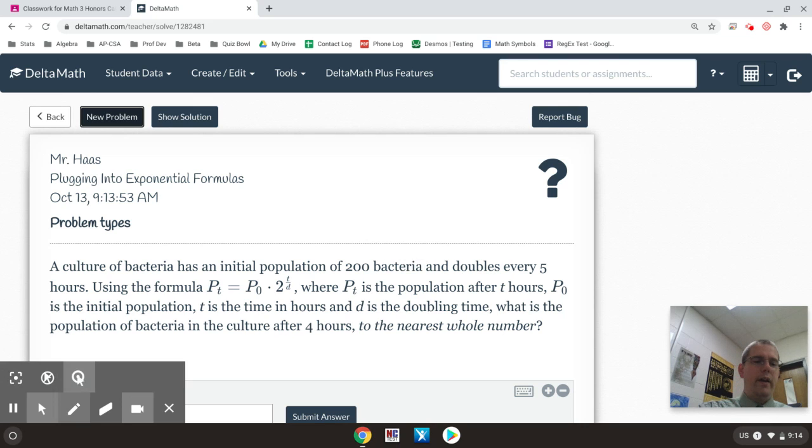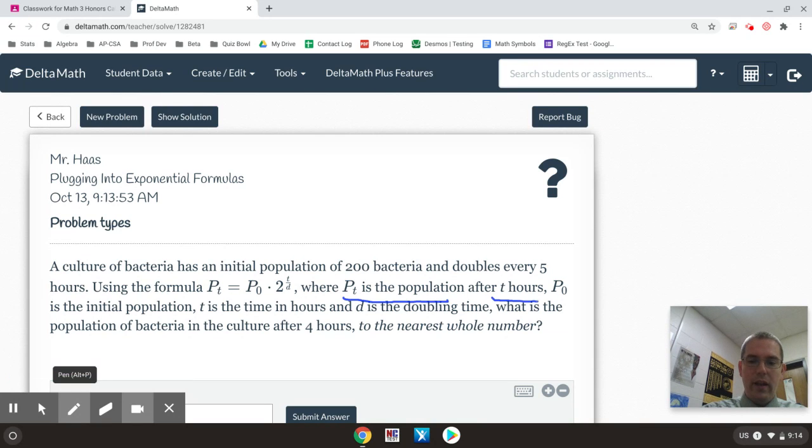Okay, as we look at these exponential problems, the first type just basically wants you to substitute into an equation they give you. You can read to find out what is what. It says P is your population after T hours. P0 is your initial population. T is your time in hours, and D is double time. You do need to read carefully to make sure whether it's time or double time.